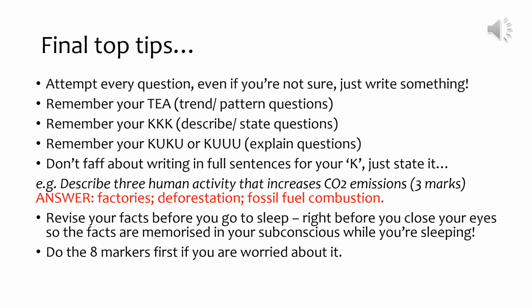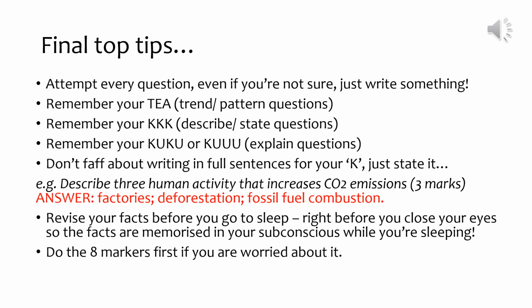Remember your knowledge, that's mainly going to come from some figures within this, but also from your brain for the shorter answer questions. Remember your knowledge and understanding, this means that. And for the explain questions, remember to look at, is it saying explain A, in which case it's explain one thing, and you're probably going to do K, U, U, U, or is it saying explain two, in which case you know it's K, U, K, U. Just as before, don't faff about writing in full sentences, just tell me the answer. So if you had a question like this, you're not going to write 3 human activities that increase CO2 are. You're just going to write the 3 things down and get on with it.